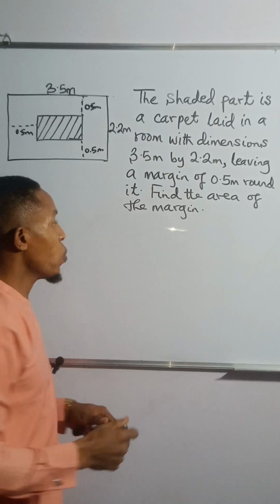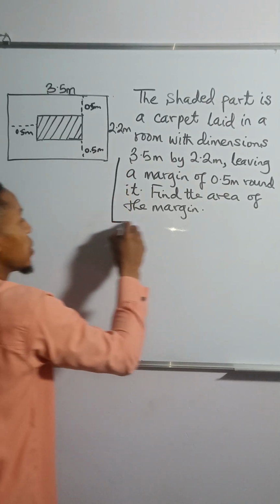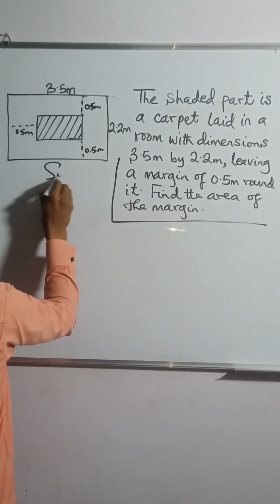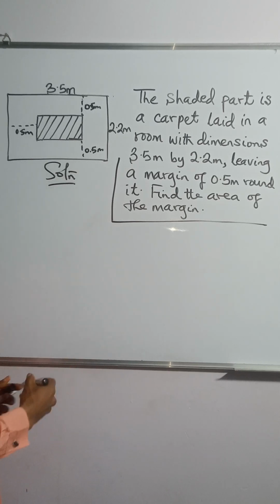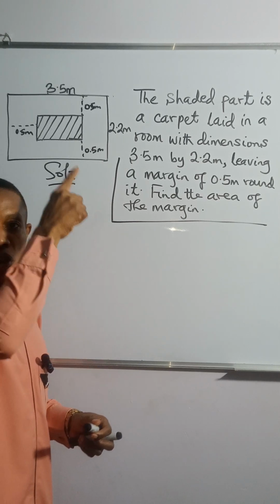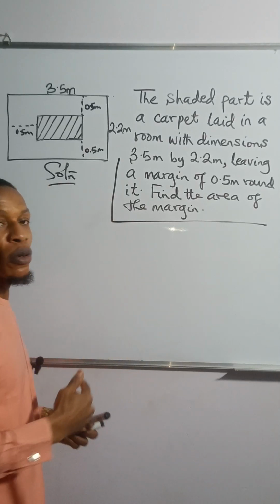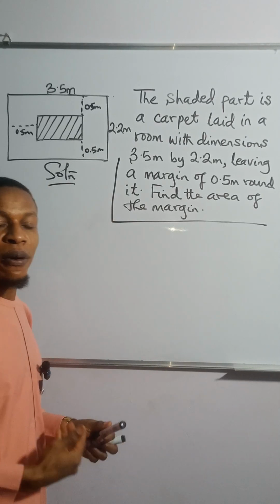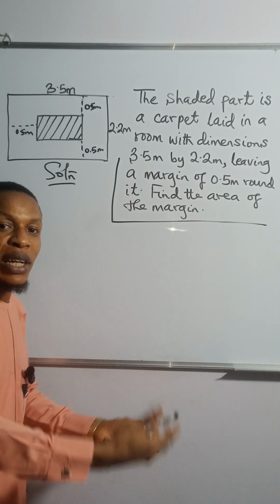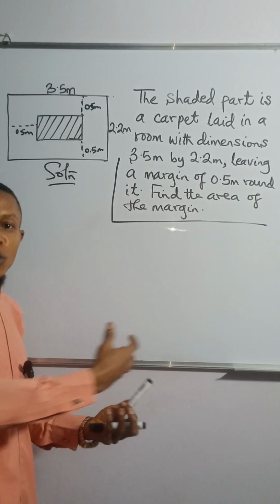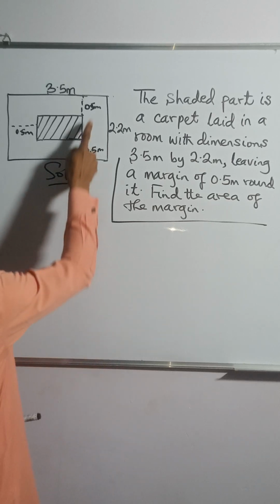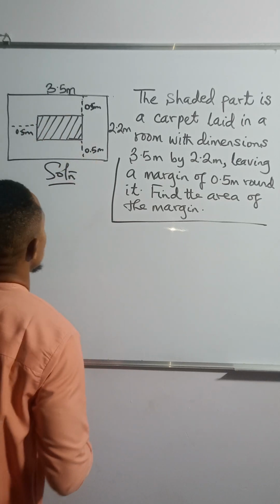Okay, so what do we do? All right, solution. First of all, we are going to find the area of the floor. When we obtain the area of the floor, we also obtain the area of the carpet. Then we subtract the area of the carpet from the area of the floor. That would be the area of the margin.